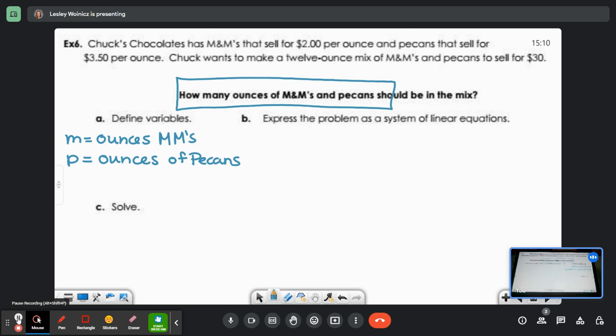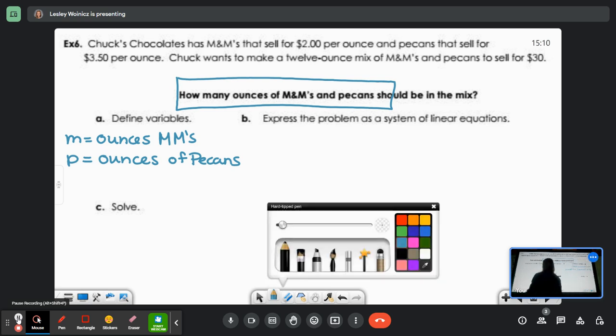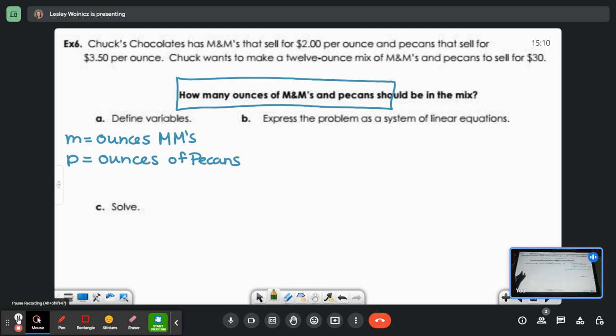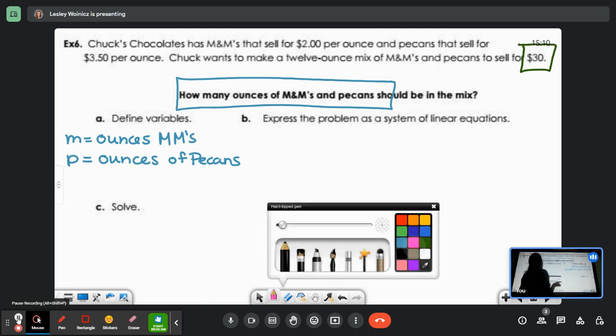All right, now we're going to go through and see if we can find the two totals. Do you see a total? Okay, so one total is $30. Okay, what's the other one? 12 ounces.